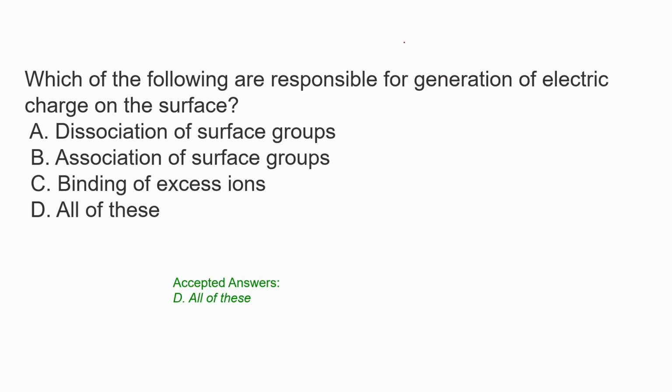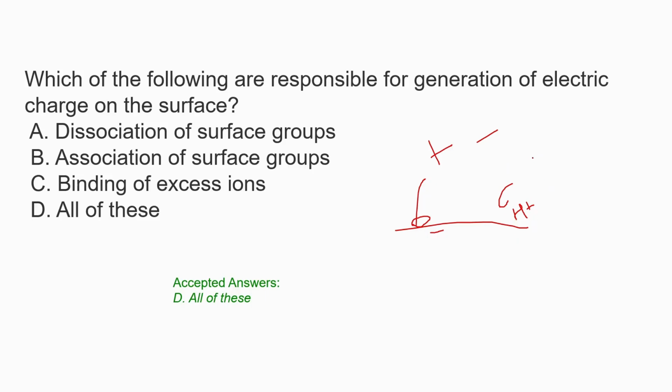So generation of electric charge. Charges could be both positive or negative. Suppose there is a neutral surface here, and if there is dissociation of some of these charges, then it will lose some of the charges, making it negative. But if there is addition of some surface groups, that can be positive. It also depends on the surface groups, whether positive groups or negative groups are added. Depending on that, the charges can change.